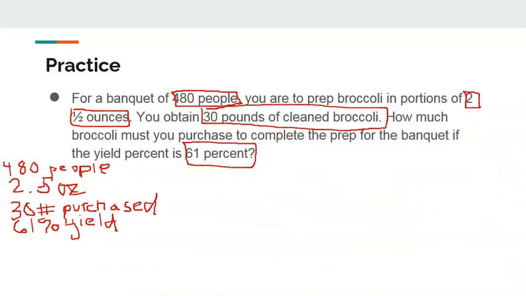So our next practice question states, for a banquet of 480 people, you are to prep broccoli in portions of 2.5 ounces. You obtain 30 pounds of clean broccoli. How much broccoli must you purchase to complete the prep for the banquet if the yield percent is 61%?